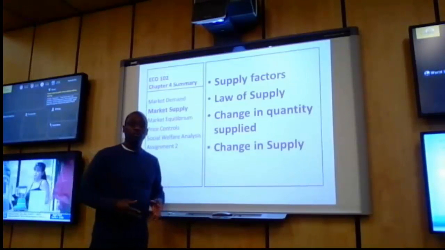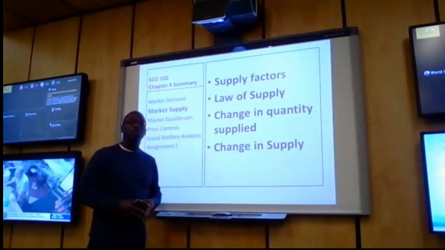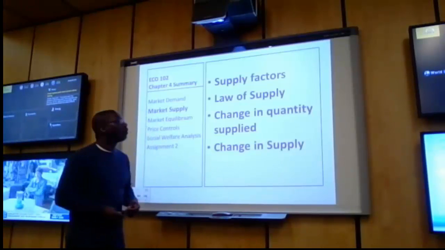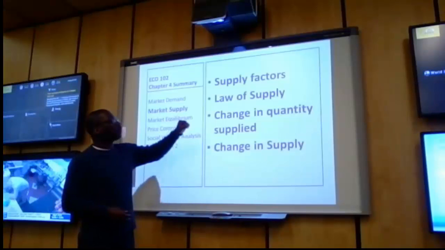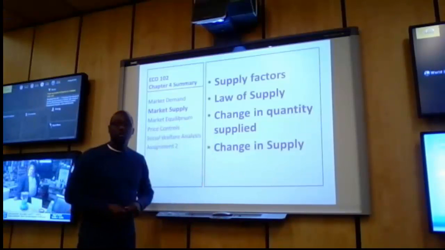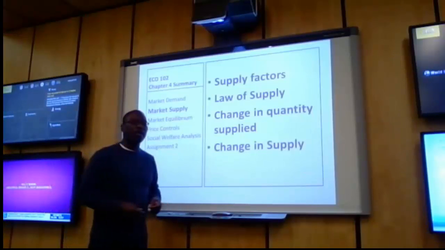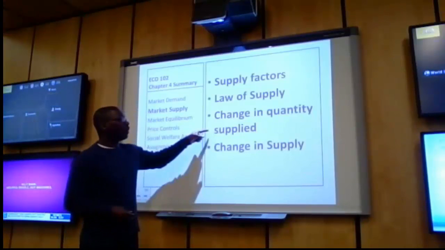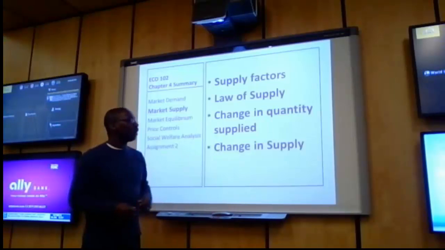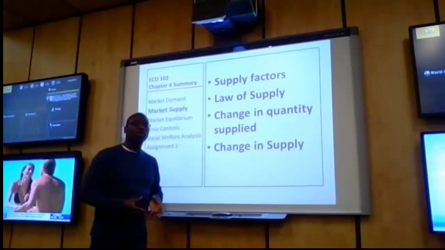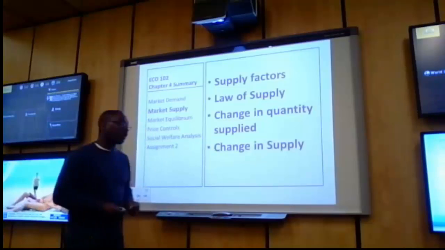The same template we've used to discuss market demand, we're going to use to discuss market supply. I'm going to define supply factors. We're going to introduce a kissing cousin to the law of demand called the law of supply. We're also going to graphically illustrate and define a change in quantity supplied versus a change in supply. And that's going to lead us to begin to discuss market equilibrium.